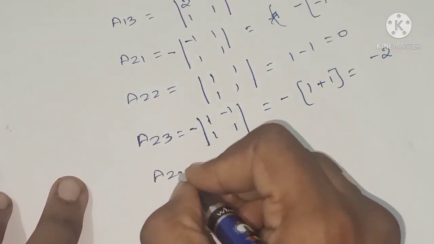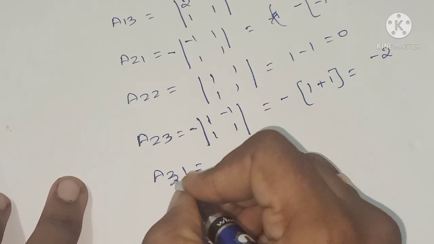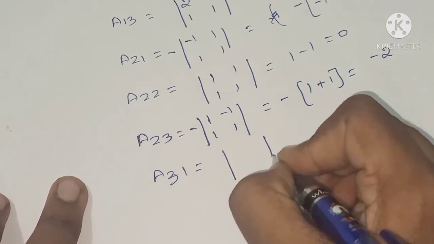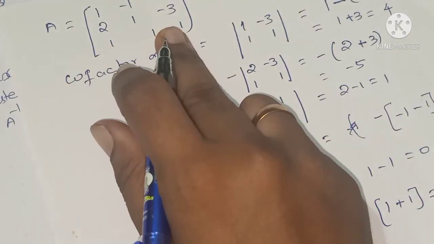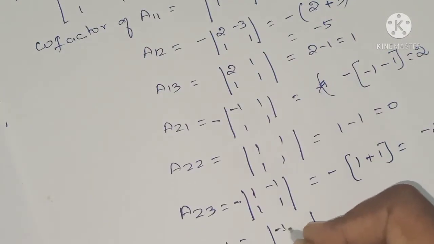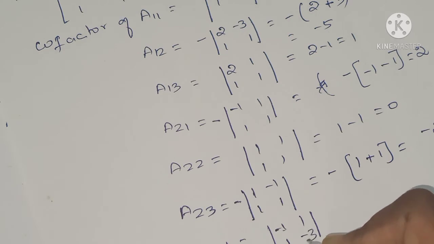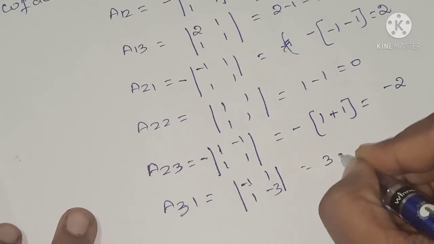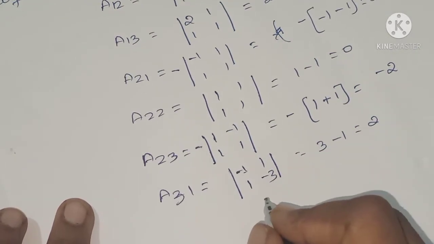Next A31. 3 plus 1 is 4, even number, so positive value. Hide the third row and first column. We get minus 1 1 1 minus 3. So 3 minus 1 equal to 2.